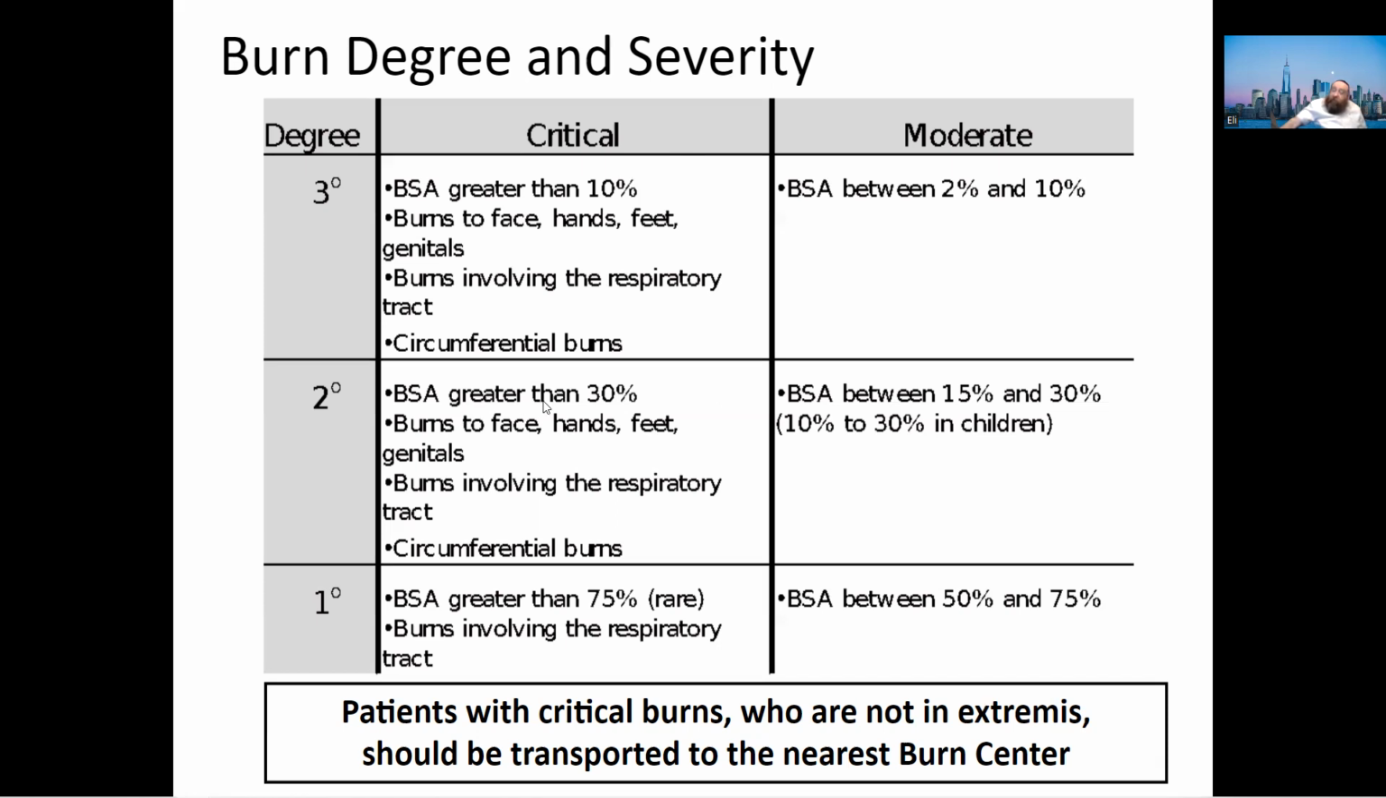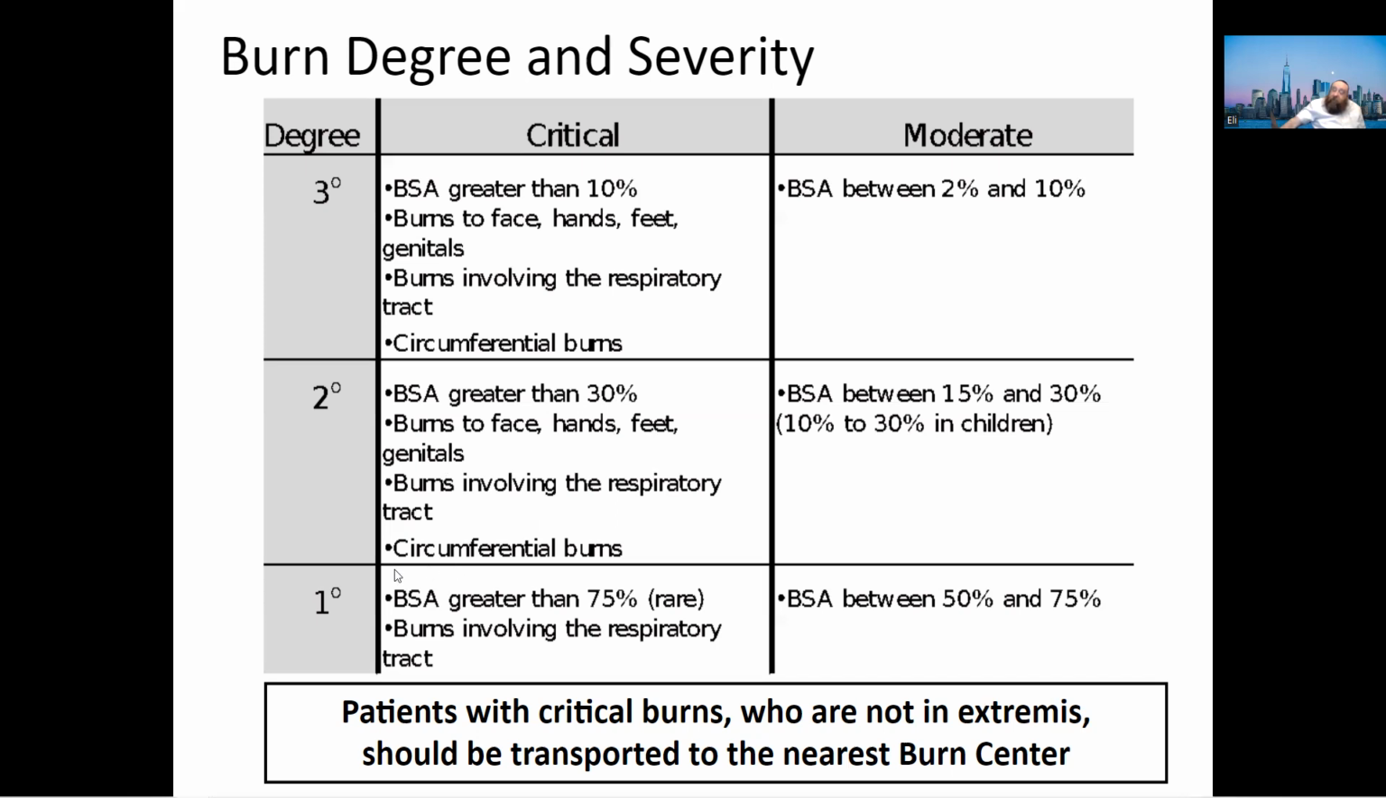Second degree burns, so we're looking at a BSA, body surface area, of more than 30%. So think about your nines. 9, 18, 27. So it'd have to be 3 areas that were completely burned to be 30%. Or here are your 4 famous places, right? Face, hands, feet, and genitals, right? One of those. Or obviously burns involving the respiratory tract, anything to do with breathing.